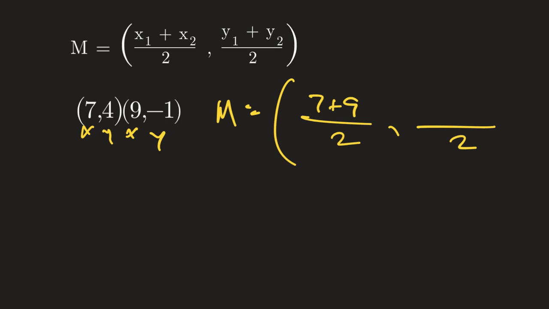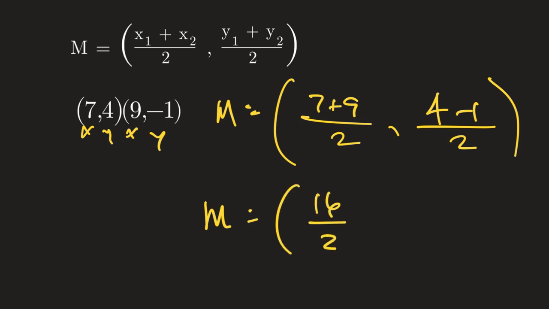And then what are my y values? 4, negative 1. Now, if you want to write it 4 plus negative 1, that's fine. Or if you just want to write it 4 minus 1, that's fine. Same thing. 4 plus a negative 1 or 4 minus 1, same thing. Up to you. 7 plus 9? 4 minus 1?